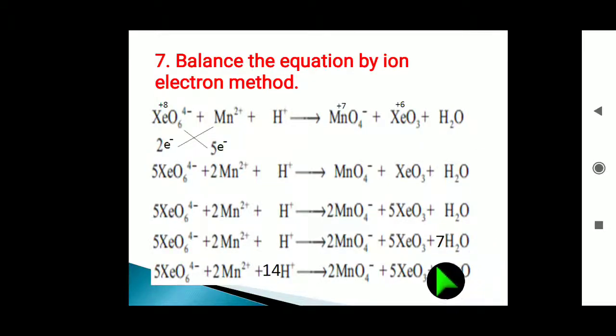The fifth step, we see hydrogen alone, we have to balance it. That is remaining. Right side 7 H2O, 14 hydrogen is required. So in the last step, 14 H plus is written. So everything is balanced. Thank you.